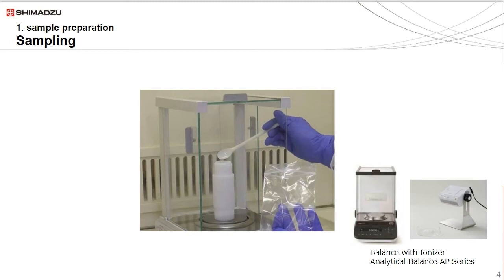Spatulas made of resin are recommended for this, along with an ionizer that helps reduce static electricity. Spatulas and the vessels should be rinsed with acid ahead of sample preparation to remove contamination. The quantity of sample depends on the digestion recipe, but is often about half a gram of material.